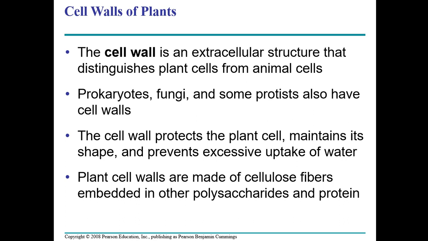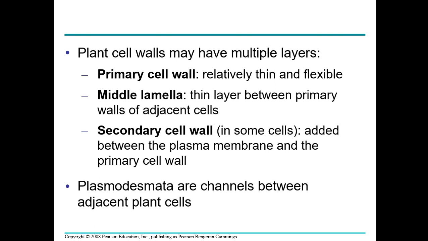Okay? The cell wall protects, maintains the shape, and prevents excessive uptake of water. They are made up of cellulose fibers, embedded in yung tinatawag natin na glycoproteins. Okay po. So polysaccharides and protein. So plants may have multiple layers. We have the primary cell wall, relatively thin and flexible. The middle lamella, a thin layer between the primary walls of adjacent cells. We have the secondary cell wall added between the plasma membrane and the primary cell wall.